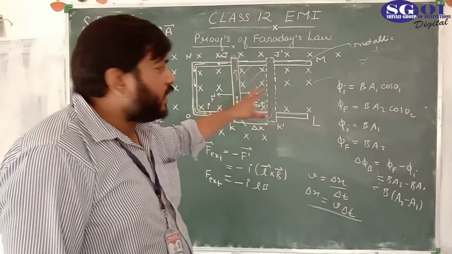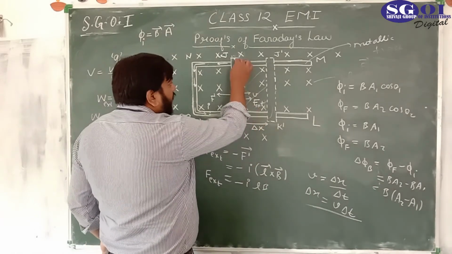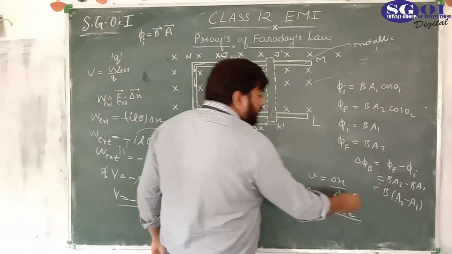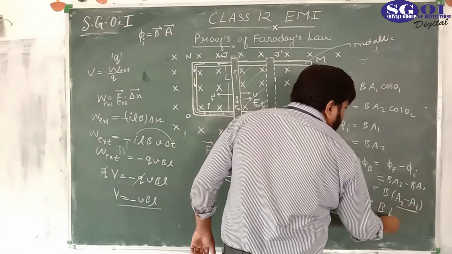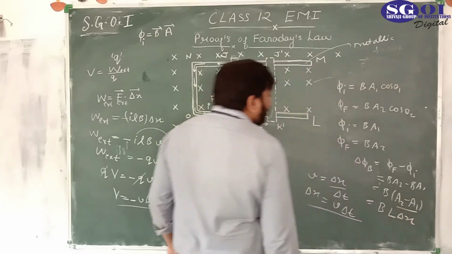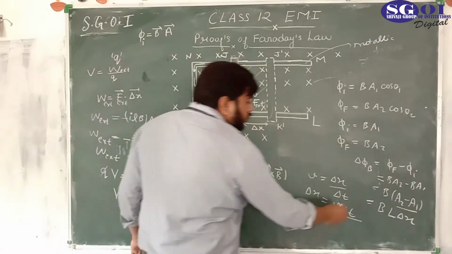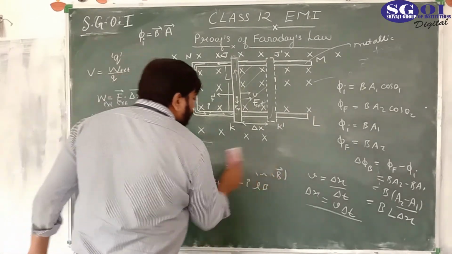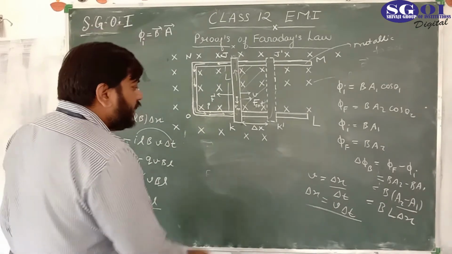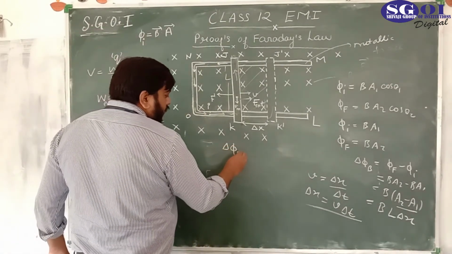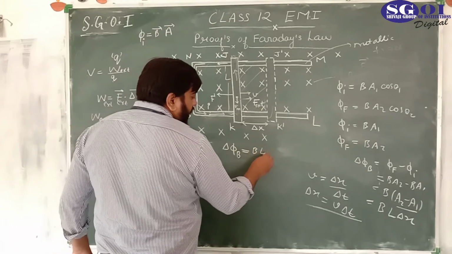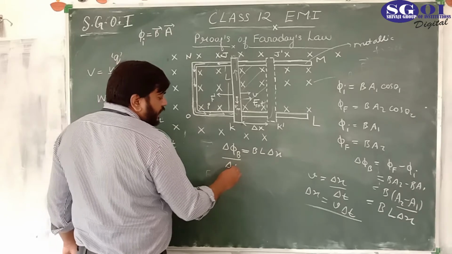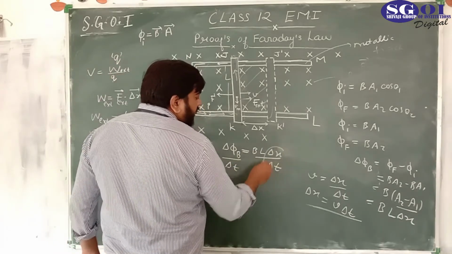What is the area of this particular region? This is delta x and this is the length, which we can say is capital L. So A2 minus A1 is L delta x, length into breadth, and the breadth is delta x. So finally we have delta phi B equals B L delta x. If we divide both sides by delta t, it is delta x upon delta t.